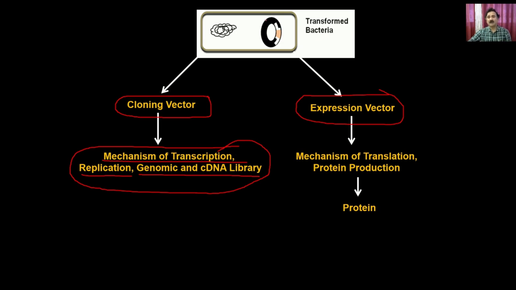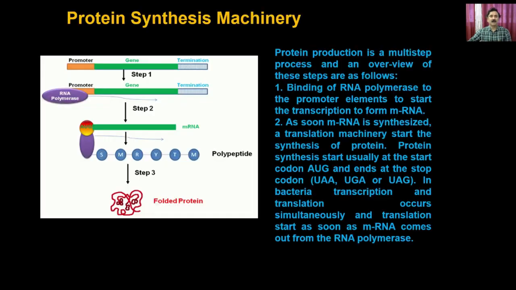But if you have put the DNA into an expression vector, then you can study the mechanism of translation, or you can use that for protein production. So let's see how you can use these bacteria for protein production. Protein production is a very complex process, so I will discuss it briefly so that it will be easy for you to follow how to perform protein production.